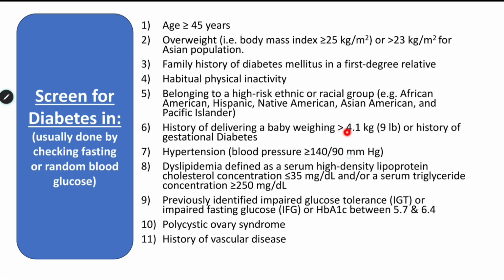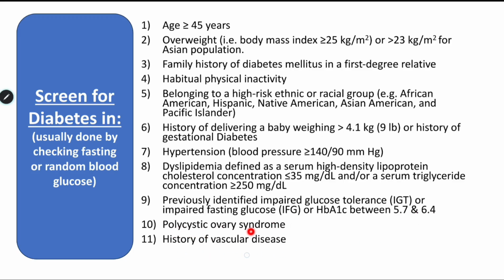History of delivering a baby weighing more than 4.1 kg or history of gestational diabetes. In gestational diabetes, there is macrosomia and babies are generally large, weighing more than 4.1 kg. Hypertension can be associated with diabetes. Dyslipidemia, which is defined as serum HDL less than or equal to 35 milligram per dL and/or serum triglyceride more than 250. Previously identified impaired glucose tolerance or impaired fasting glucose or HbA1c in the pre-diabetic range.